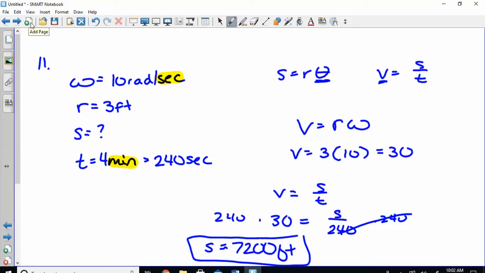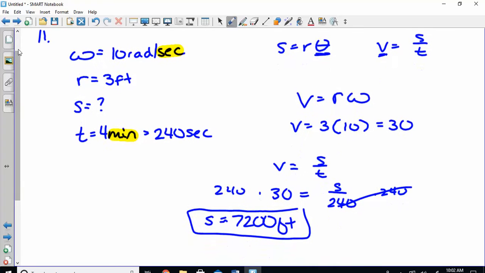Is that one okay? If you just make a list of your variables, first of all you get points just for doing that, but second of all it makes it a little more obvious where to go from there, what formulas you can use.